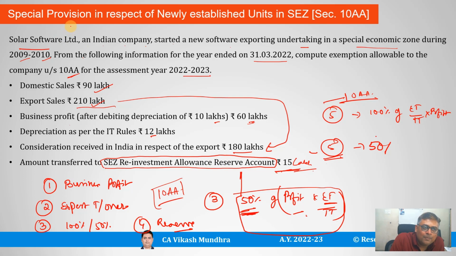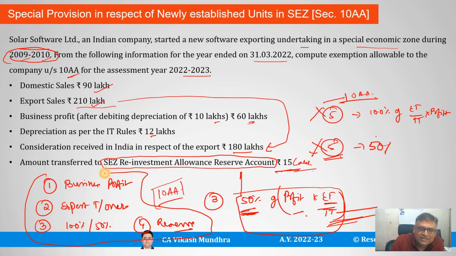Now, the company has started its business from 2009-10. Can I say that it falls into this block? It is not in the first 5 years. It is not in the second 5 years. It falls in the block of the third 5 years. So we are required to compute our exemption considering all these 4 steps.